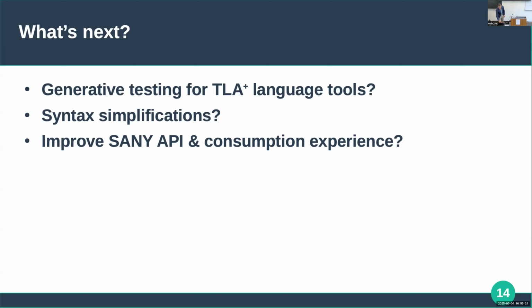One other thing is the SANY API and consumption experience. I've been working on this lately. The foundation's also been funding me for that. They didn't know it, but they have been. Calvin's been helping me design a new API for the SANY parser, just to make it easier to consume by tools. Right now, all the unit tests for SANY actually use this updated API. So that's how we're exercising it before releasing it to the wild.